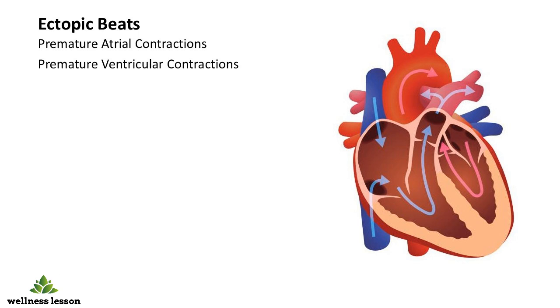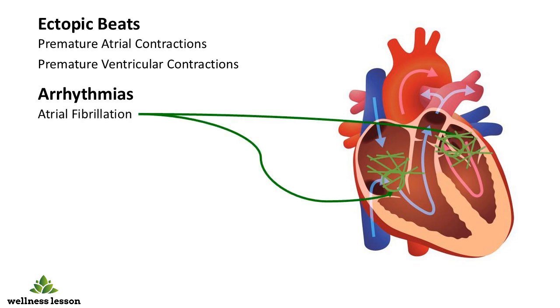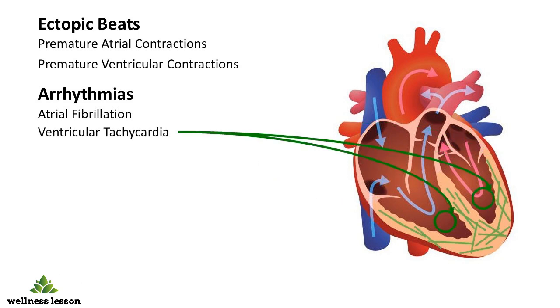Another cause of anomaly is arrhythmias. These are irregular heart rhythms that can cause variability in RR intervals. Common types include atrial fibrillation, rapid and irregular beating of the atrial chambers, and ventricular tachycardia, a fast heart rhythm originating from the ventricles.